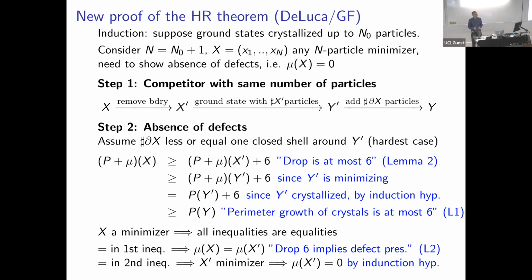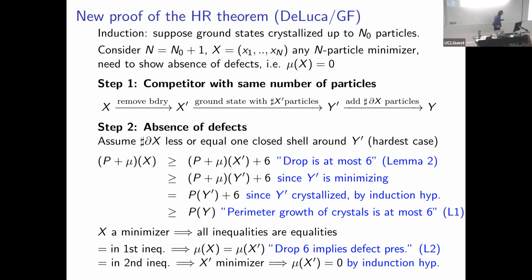I think you don't need a computer to check it. For 3 particles, they form a triangle. So the induction beginning here is not difficult. Now you take an n particle minimizer, and what you need to show is the absence of defects. You want to know that all faces inside are triangles. So this defect measure needs to be 0.